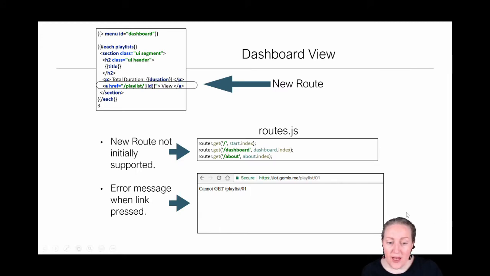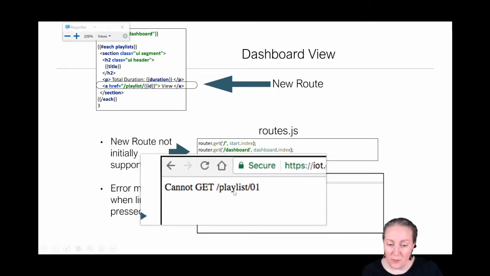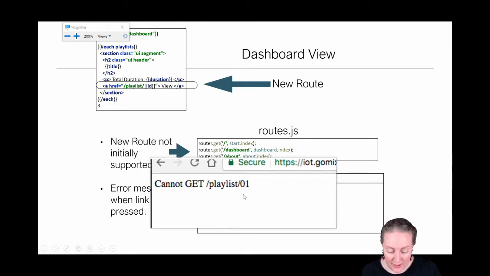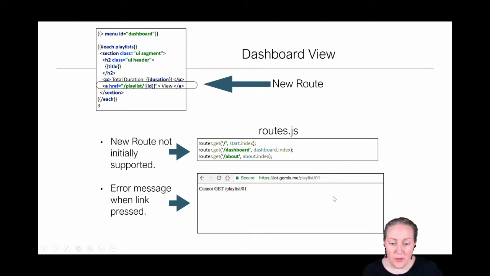We will also add a new route to support that. In the lab this week, when you create this new dashboard view, the link won't work straight away until you actually set up the rest of the stuff. So far you'll just have the link, and when you click on it, you'll see this message that says cannot get playlist 01, or whatever ID of the playlist that you've clicked on. So next we're going to talk about the other things we need to do to create this new playlist view, including a new route and a new controller and so on as well.